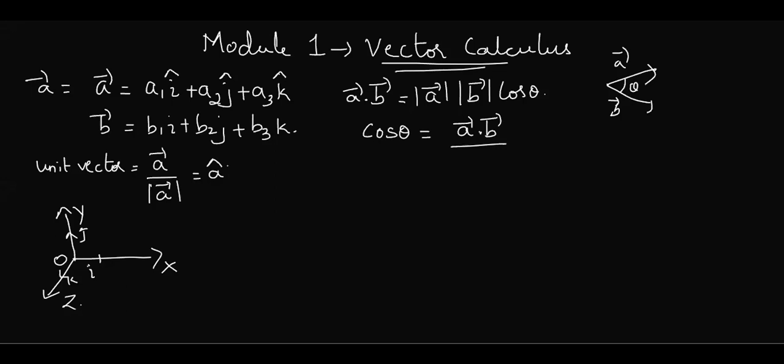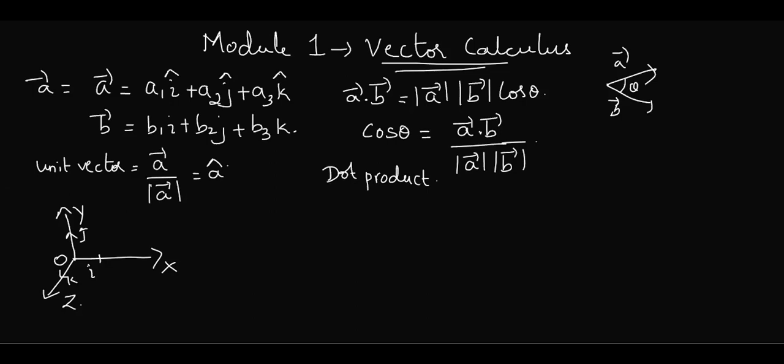It is A dot B divided by magnitude of vector A into magnitude of vector B, isn't it? Now what is this theta representing? Theta is nothing but the angle between the two vectors. If you want to find it, you can find it with the help of dot product. Okay, so this is called the dot product.